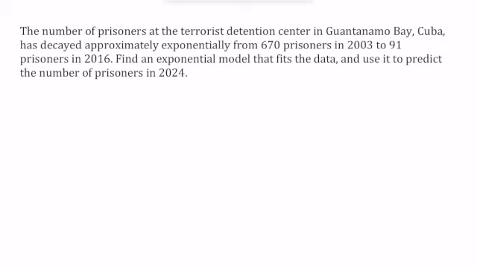So here we have another problem where we've got something that says it decays approximately exponentially. So we know we're looking for y equals a times b to the x, and it says we have 670 prisoners in 2003. So we're going to let 2003 be our starting year, where x is 0. So that tells us our first point is going to be 0, 670.